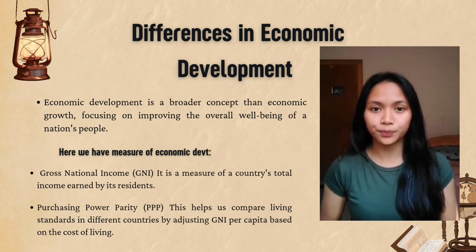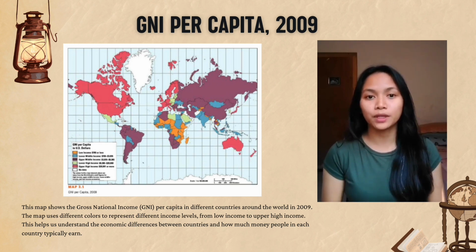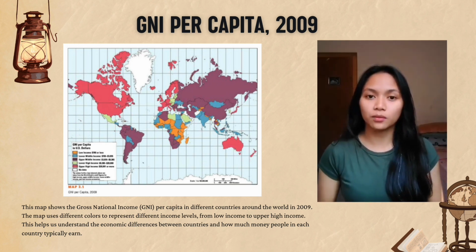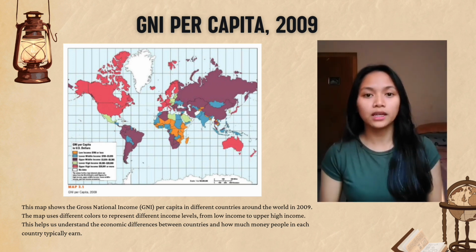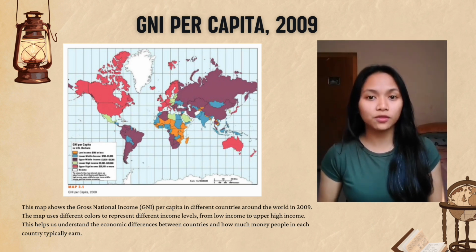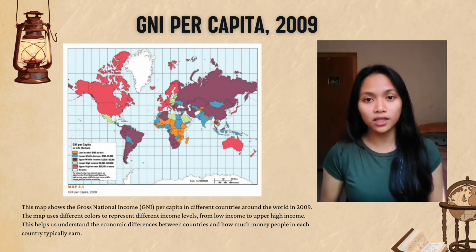so that is PPP. We also have here this map, which shows the gross national income per capita in different countries around the world in 2009. The map uses different colors to represent different income levels, from low income to high income. This helps us to understand the economic differences between countries and how much money people in each country typically earn.